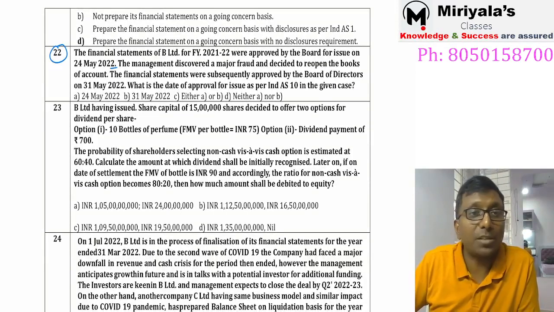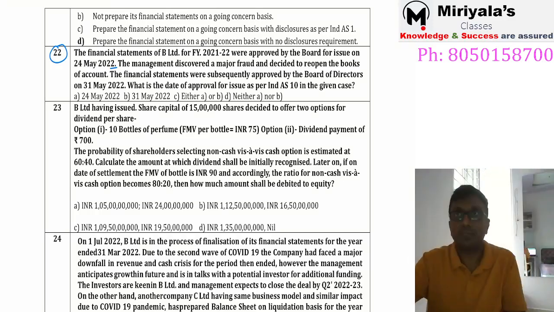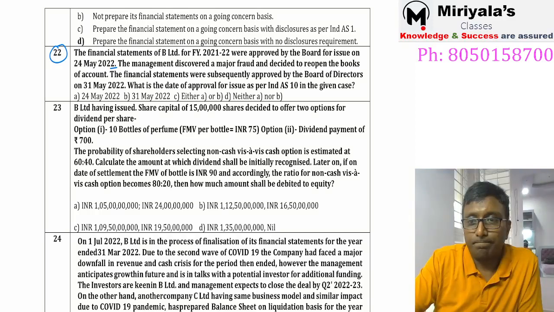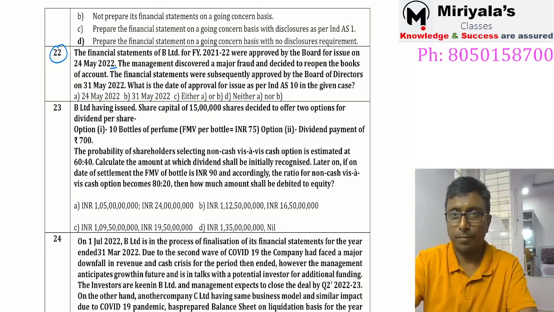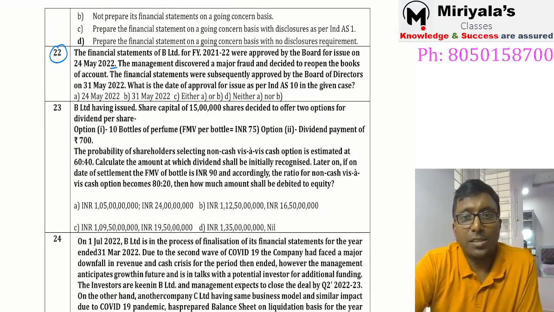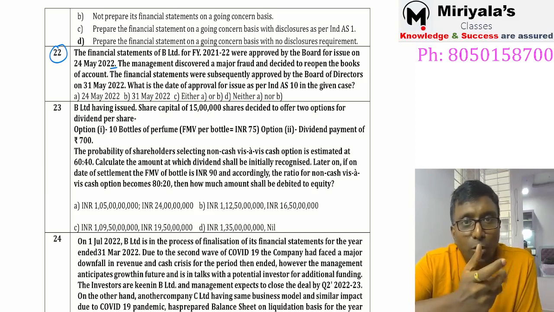Please look at the financial statements of B Limited for the financial year. Yeah, let's reread it again. The financial statements of B Limited for the financial year 2021-22 were approved by the board for issue on 24th May. Okay, done. The management discovered a major fraud, decided to reopen the books of account, and the financial statement was subsequently approved by the board.